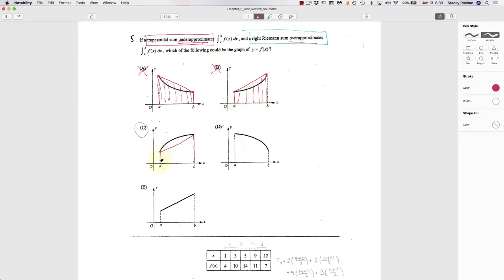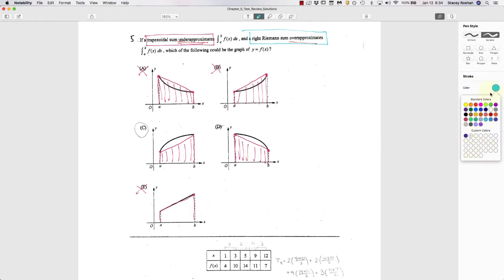This one, that's clearly an under approximation. So this one's game. This one, that's clearly an under approximation also. So that's game. And this one is neither an under or an over approximation. It is exactly the same thing with the trapezoid. So it doesn't under approximate. So that one is also out. So we're left with just C and D as my possibilities.